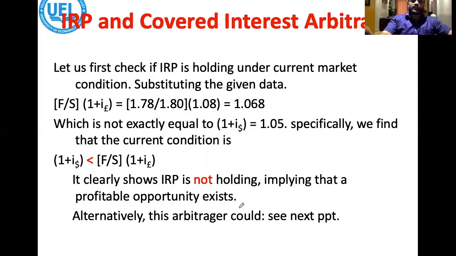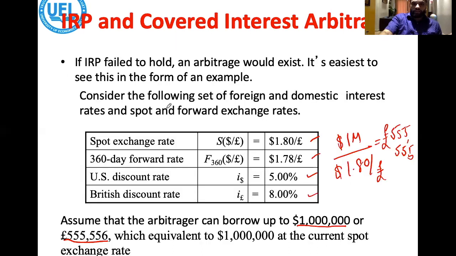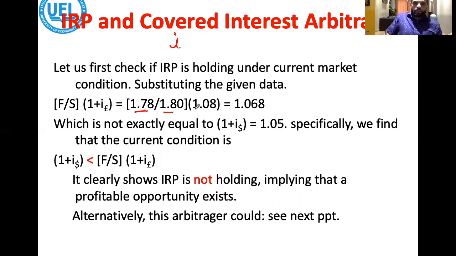Now let's first check if IRP holds under current markets or not. Without using any numbers, without using any round trip, we will insert the formula to check whether IRP holds or not. As we said, if interest rates are not the same, using forward and spot rate, that means this is covered arbitrage, covered interest arbitrage. So this is the formula that we are applying: the forward rate divided by spot, multiplied by the interest rate.